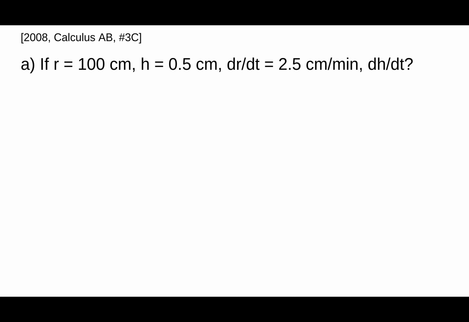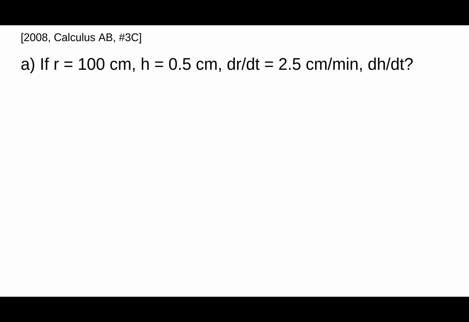In this question, we have an oil spill. We have oil leaking into a pool of oil, and the oil is in the shape of a cylinder. In part A of this question, we're given that the radius of this cylinder is 100 centimeters and its height is half a centimeter, and that dr dt is 2.5 centimeters per minute. Calculate dh dt, the rate at which the height of this cylinder is increasing.